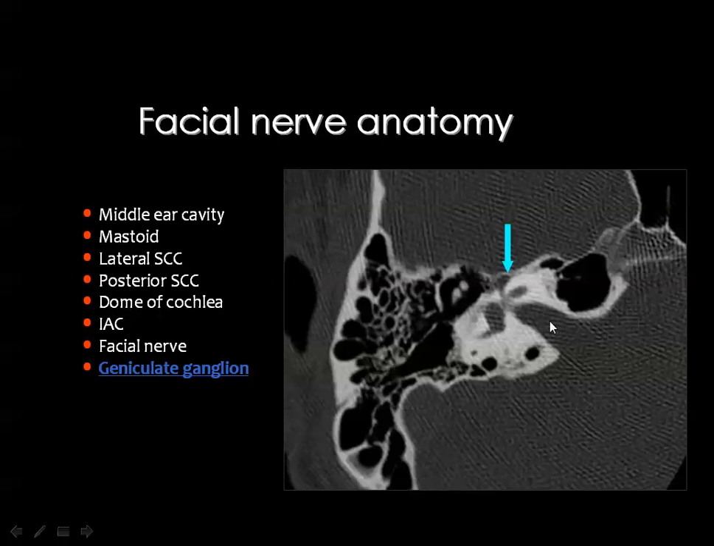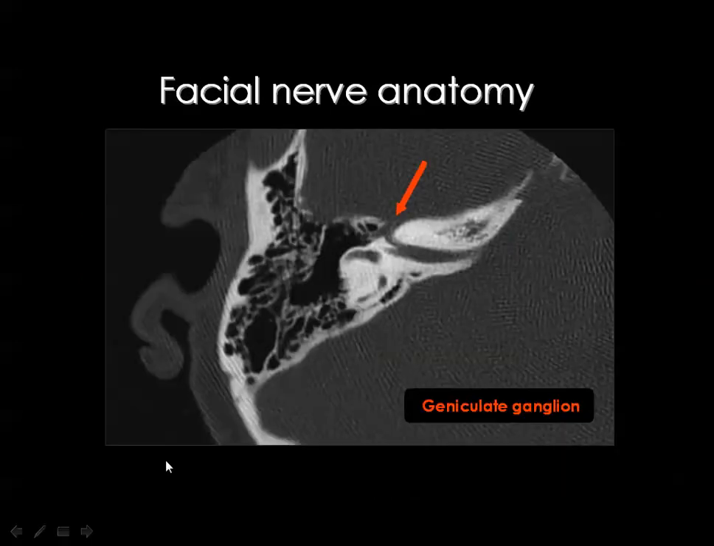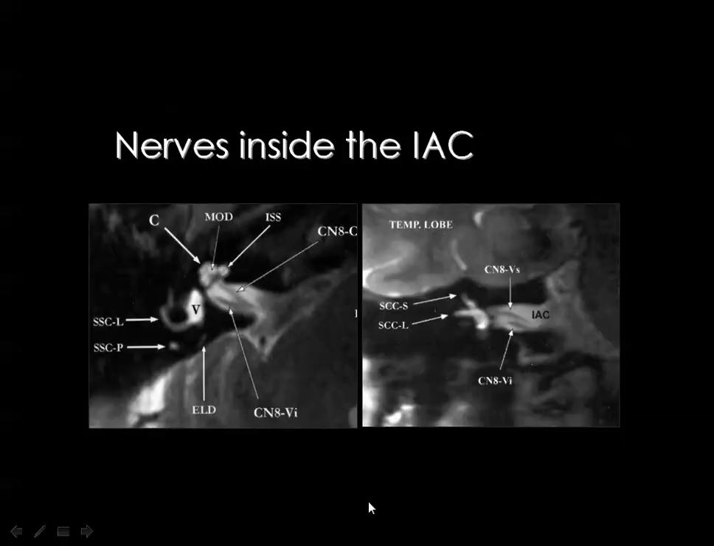Once more, this is the internal auditory canal, and this is the canal for the facial nerve, ascending limb, and descending limb, and this is the site of the geniculate ganglion. You can also appreciate the vestibule, the lateral semicircular canal, the posterior semicircular canal, the dome of the cochlea, the ice cream cone, the middle ear cavity, aditus ad antrum, mastoid antrum, and the mastoid air cells. And this is the same anatomy I've shown before. This is the ascending limb, the site of the geniculate ganglion, and the descending limb.